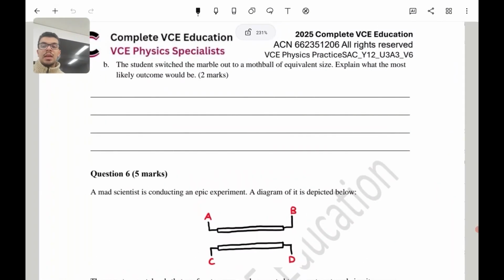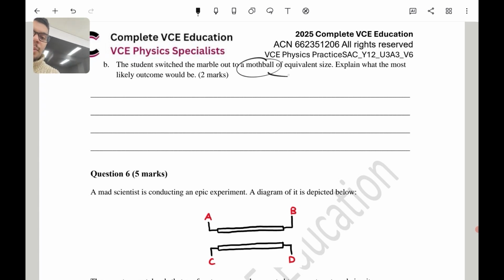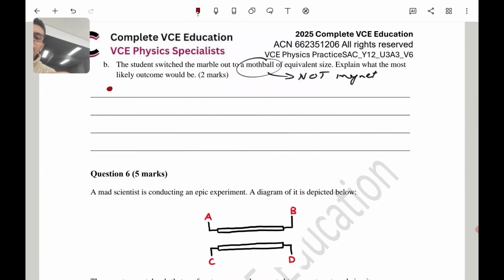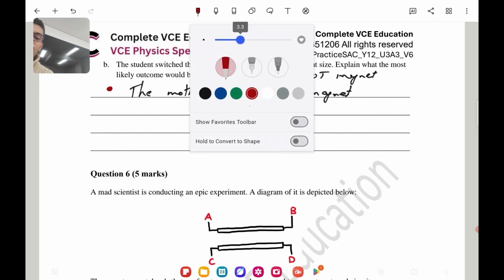Part B. The students switch the marble out to a mothball of equivalent size. Explain what the most likely outcome would be. Well, you don't need to know much about a mothball, but a mothball is not a magnet. Okay, so let's write this over here. The mothball is not a magnet and it's not magnetic.